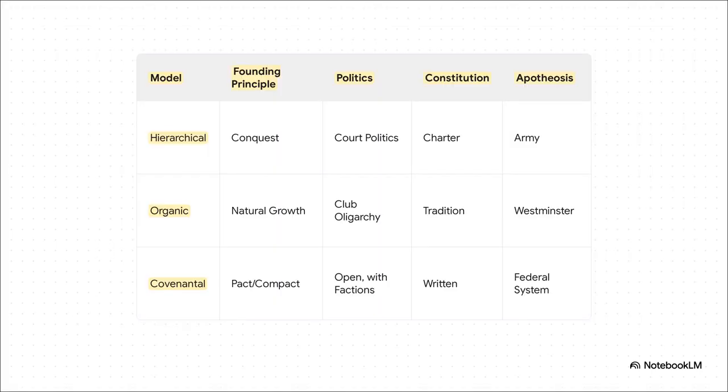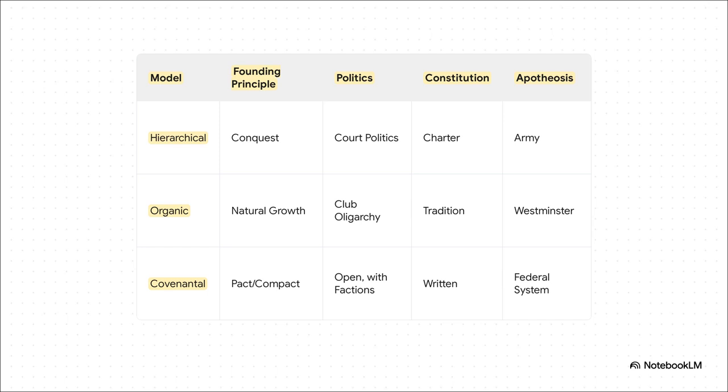Okay, now we're getting into some really cool political theory. This table breaks down this idea that a country's origin story, how it was born, basically writes its political DNA for the future. Just follow the logic with me. Look at that top row. If a state is founded by conquest, its politics tend to look like court politics, kings and their inner circle. Its constitution is a charter, something granted from the top down. And its ultimate symbol of power? The army.